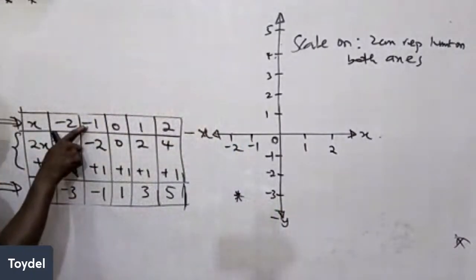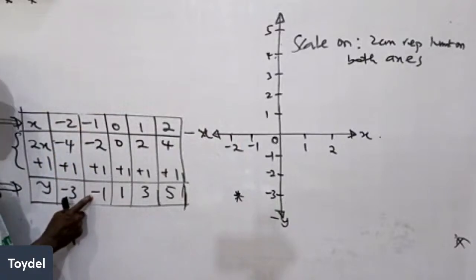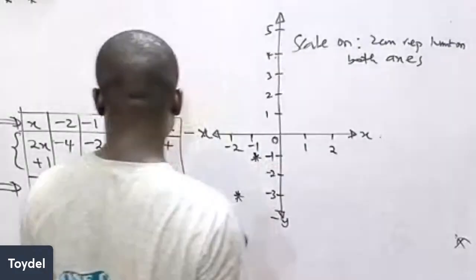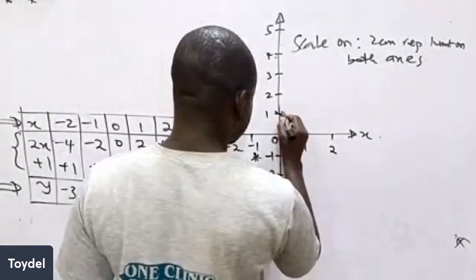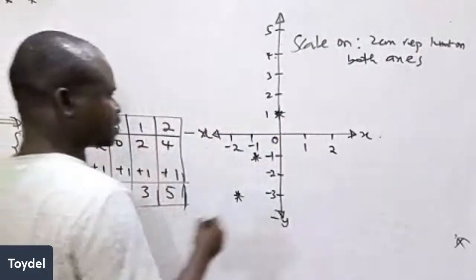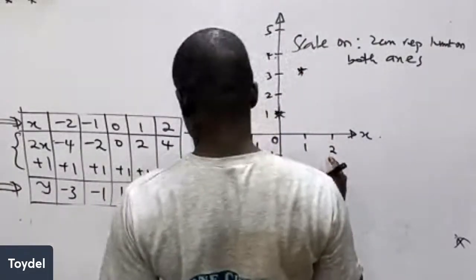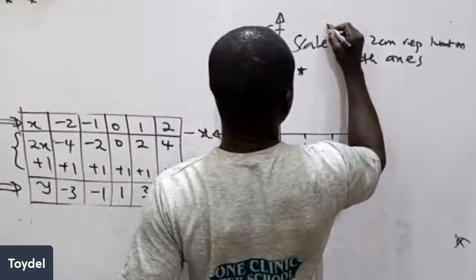When x is -1, what is y? -1. x is -1, y is -1, this is the point. When x is 0, y is 1. When x is 1, y is 3. Then when x is 2, y is 5.